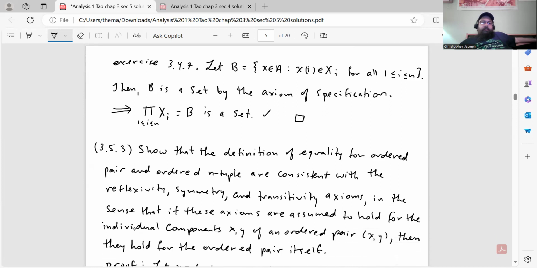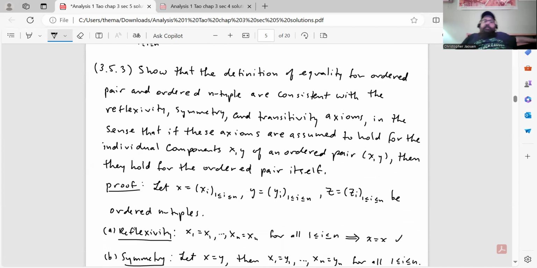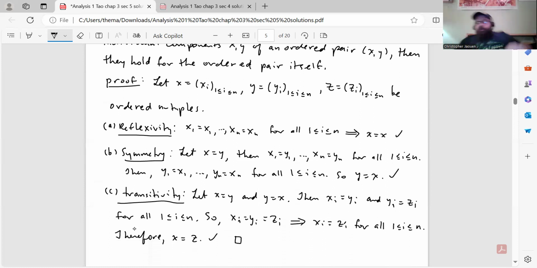All right. Question 3.5.3. Show that the definition of equality for ordered pair and ordered n-tuple are consistent with the reflexivity, symmetry, and transitivity axioms, in the sense that if these axioms are assumed to hold for the individual components x, y of an ordered pair (x, y), then they hold for the ordered pair itself. All right, so let's go through the proof.